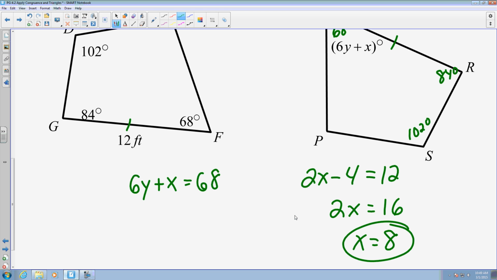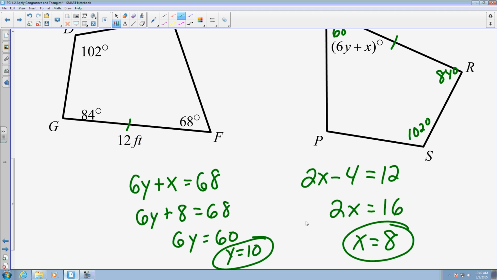That was fairly simple because it was just one variable in the equation, so I could solve for that. Now, in order to solve for y, I know that x is 8. So I can say that 6y plus 8 equals 68. Subtract 8 from both sides, so I get 6y equals 60. And then dividing both sides by 6, y equals 10. So x is 8, y is 10. And that is how to apply congruency in triangles. Hope this helps. Until next time.